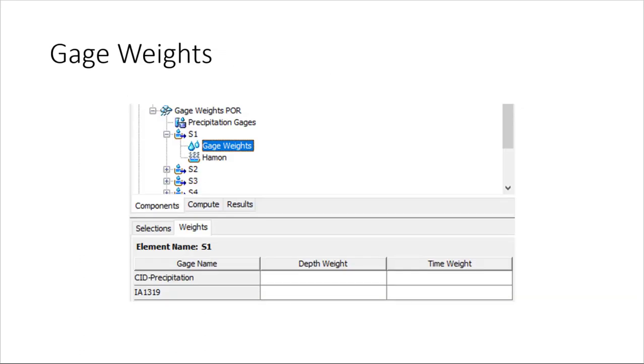The controls for the Gage Weights method are at the subbasin level, since each subbasin has its own combination of gauges that you can set. The Selections tab lets you choose which of the precipitation gauges to use for the selected subbasin. The Weights tab lets you set the depth weight and time weight for each gauge. You would use this method when you have gauge data scattered across your watershed and you want control over how each one is used to estimate the volume and timing of precipitation for each subbasin.